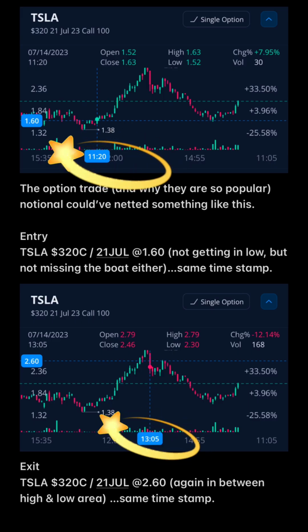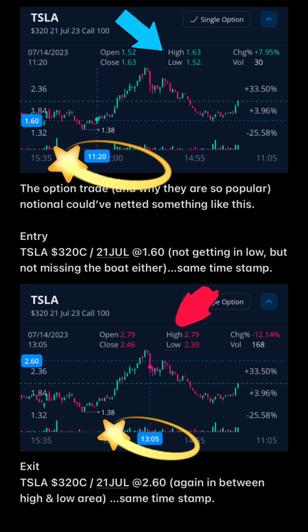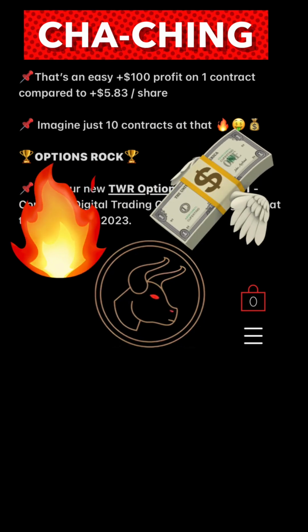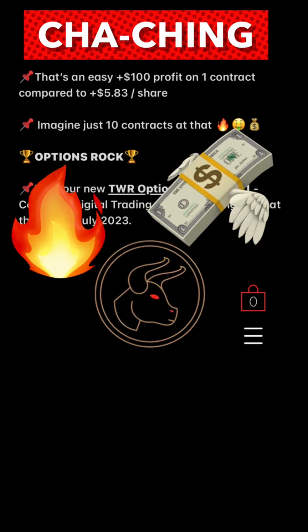Going into the options trade, utilizing the same time frames, understanding the previous trade, right? The options trade, and this is why it's so popular, uses the same notionalized trade concept. For our entry, we could take the 320 call, 21 July, at 1.60, not getting in too low, but not missing the boat either, at the same timestamp. Our exit could be easily right there at 2.60, again not high, not low. You can see by the timestamp there at the top. And we just absolutely crushed that trade, making more than $100 profit per one contract. So imagine taking 10 contracts in that particular trade.